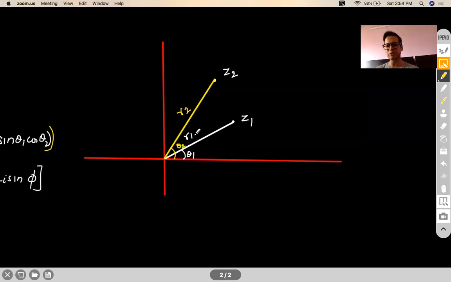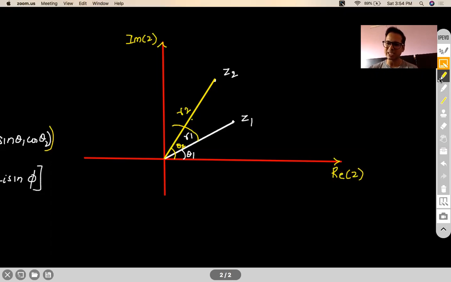So where is Z1 into Z2 located? How will you figure it out? The previous discussion will help us figure out where Z1 into Z2 is. It says to figure out a complex number located at an argument of θ1 plus θ2, at a distance of R1 into R2. I already know θ1, so from here I will add θ2.